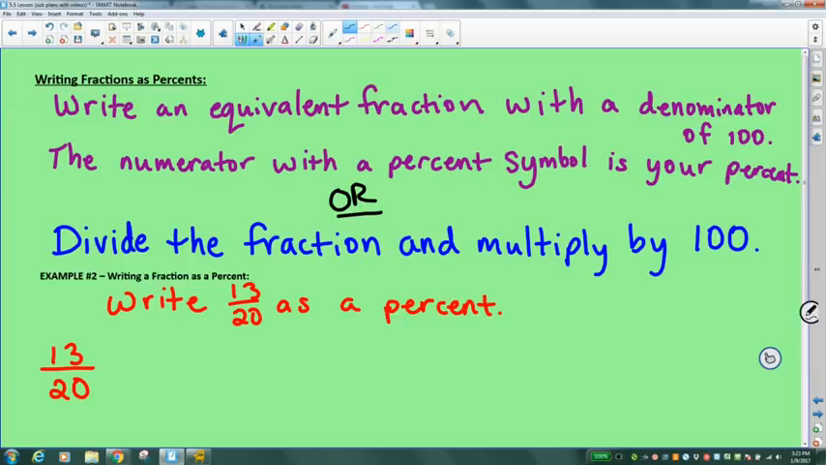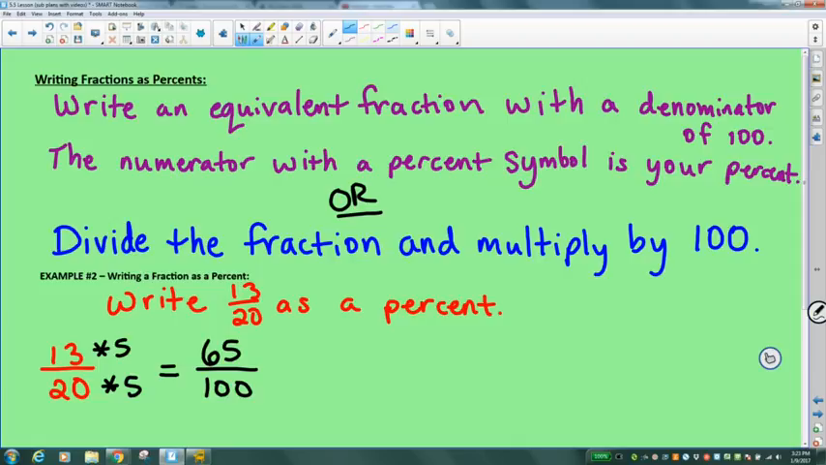Do I know what I can multiply 20 by to get to 100? Well, I do know that 20 times 5 equals 100. So if I multiply the denominator by 5, to keep it an equivalent fraction, what do I have to do? Multiply the numerator. Whatever I do to the bottom, I've got to do to the top. So 13 times 5 is 65. 65/100 is the same thing as 13/20, just written with the denominator of 100.